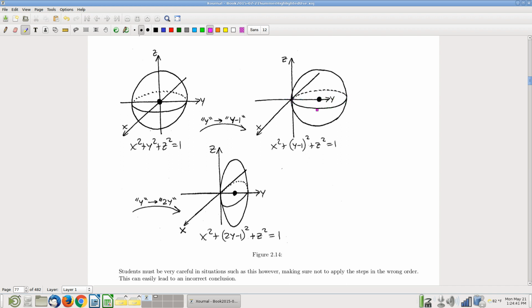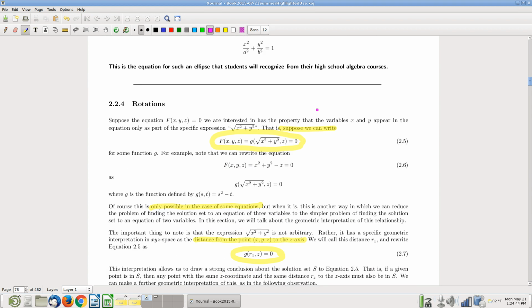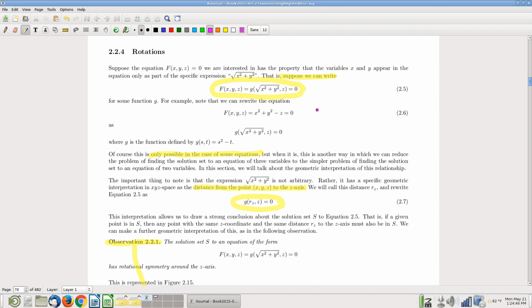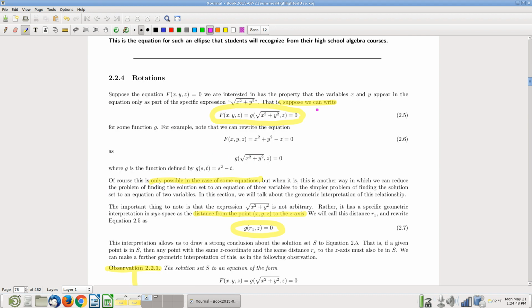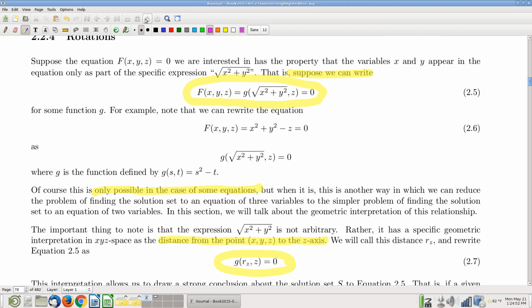Okay, last thing I want to talk about on equations is rotations. So there's a really nice observation about you get lucky with the algebra sometimes. This does not always work, by the way. This only works in the case of some equations. Okay, here we go. This only works for some equations.